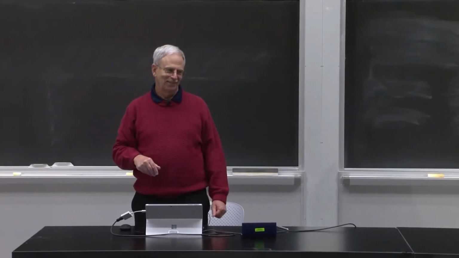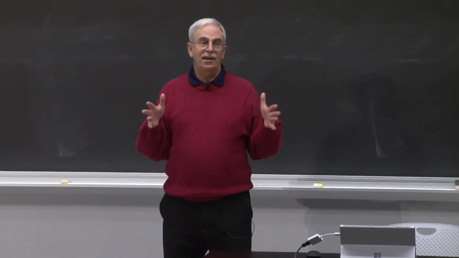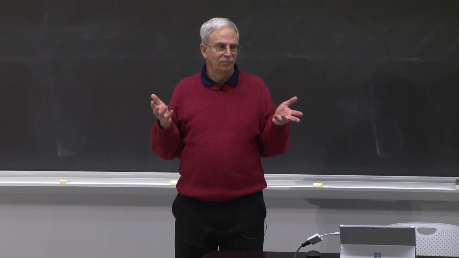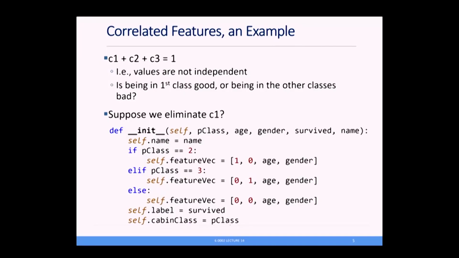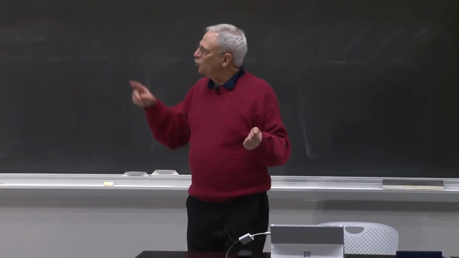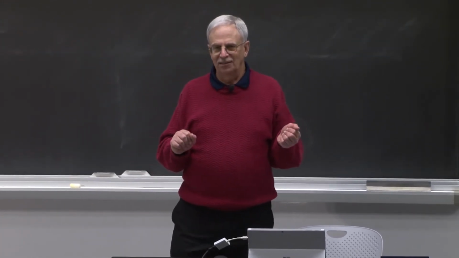Oh, got his attention at least. All right. So what this tells us is the values are not independent. Because if C1 is 1, then C2 and C3 must be 0, right? And so now we could go back to the previous slide and ask the question, well, is it that being in first class is protective, or is it that being in second or third class is risky? And there's no simple answer to that. So let's do an experiment. We have these correlated variables. Suppose we eliminate C1 altogether.